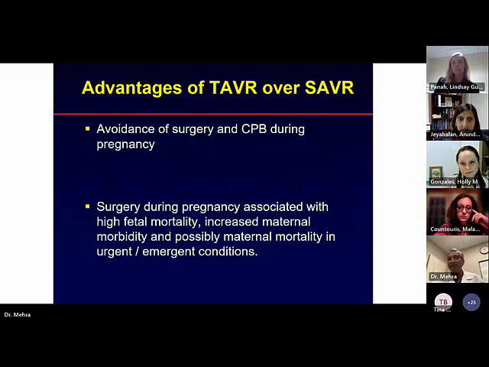Obviously, the advantage, as mentioned earlier, is avoidance of surgery, because surgery is associated with a high risk of maternal and fetal mortality, especially if the surgery is done in urgent or emergent conditions. The mortalities are high even for the mother.